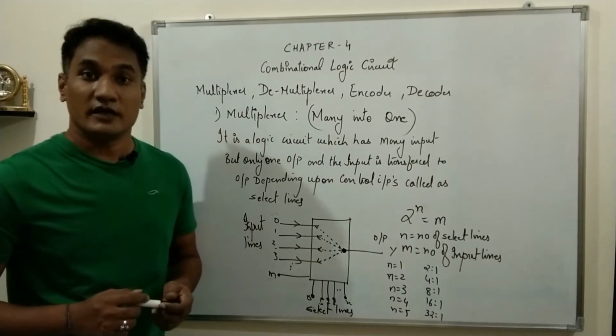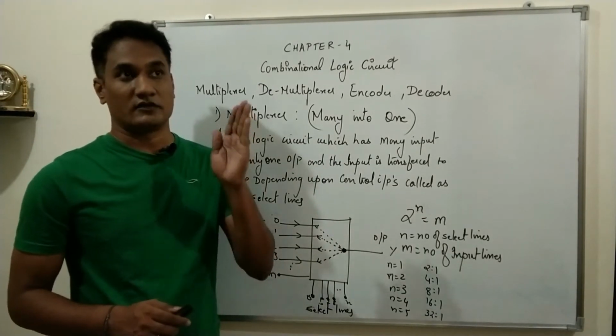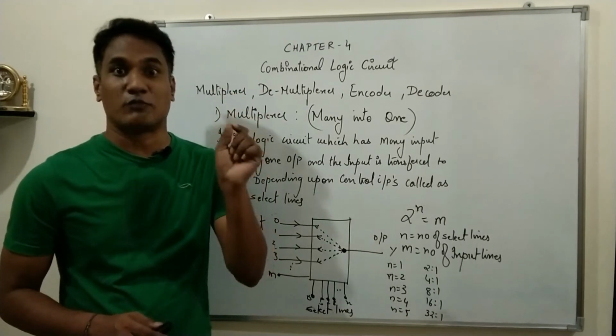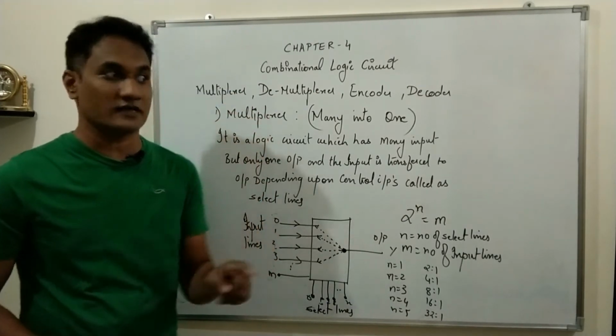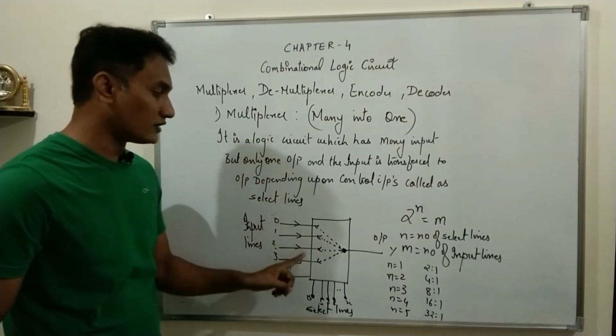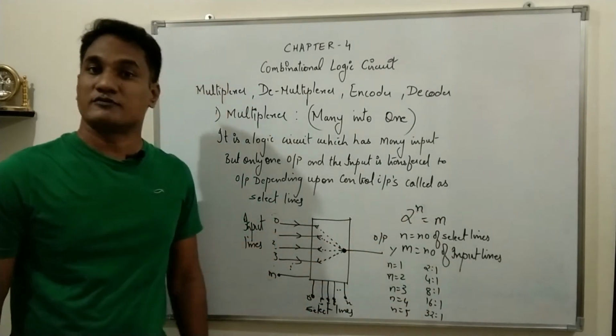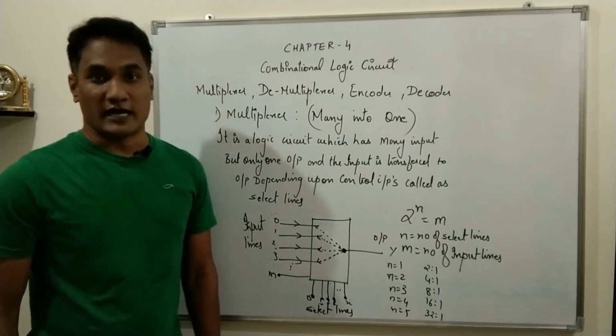So this is very, very important. There will be a question in your board exam, what is multiplexer? For that you have to write all these things. You have to write the definition of multiplexer, draw the block diagram, and show this relationship between the number of select lines and the number of input lines.